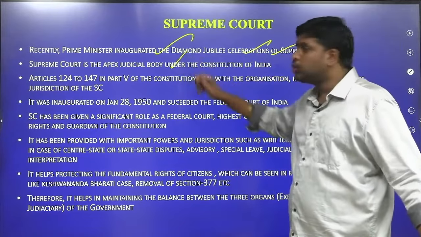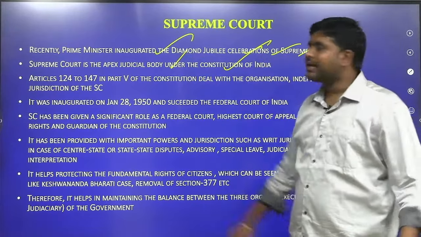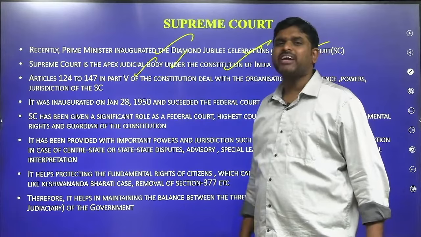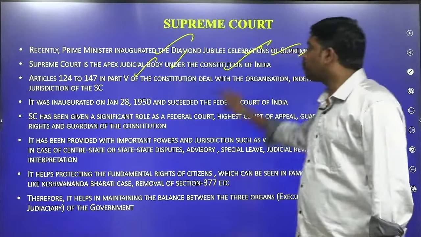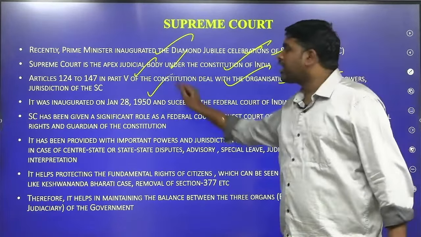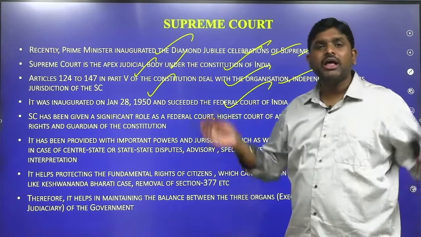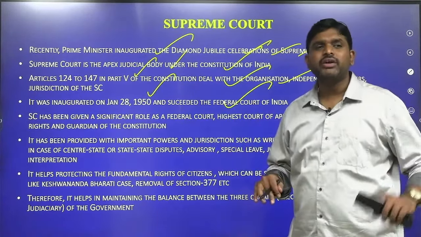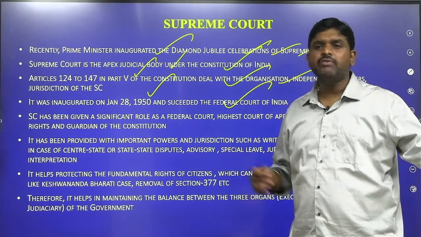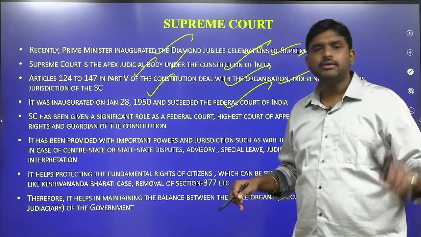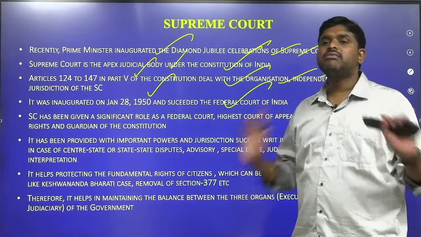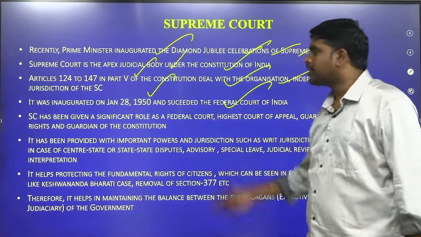Supreme Court is the apex judicial body under the Constitution of India. Articles 124 to 127 of Part 5 talk about the Supreme Court of India. It was inaugurated on January 28, 1950 and succeeded the Federal Court of India. The Federal Court of India changed to the Supreme Court of India on January 28, 1950. Now it is January 28, 2024. Hence 75 years have been successfully completed.